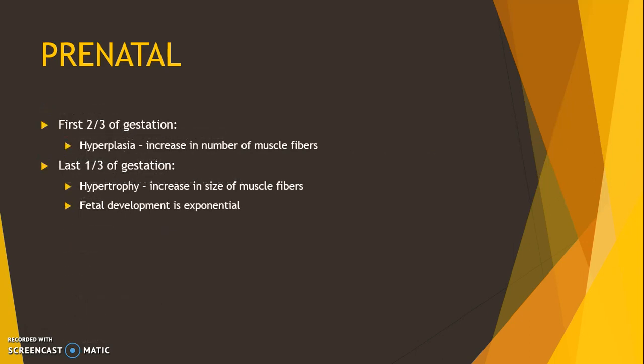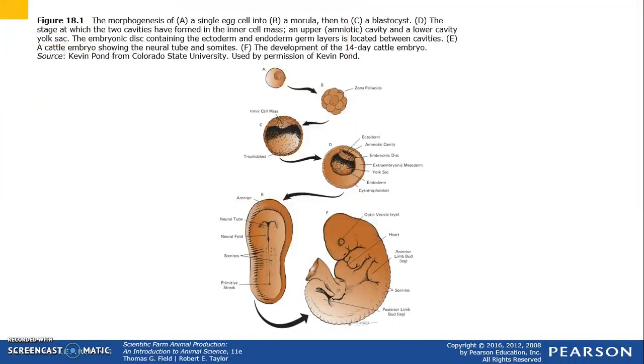In the first two-thirds of gestational growth, we have what we call hyperplasia, so we're increasing the number of the muscle fibers. The last third of gestation and prenatal growth is what we call hypertrophy, where you increase the size of those muscle fibers. Fetal development in the last third of gestation is very exponential. That's the fastest growth period. So we'll go from something relatively small at the start of the last trimester to essentially that full-grown, fully developed calf or fully developed baby pig or whatever it may be.